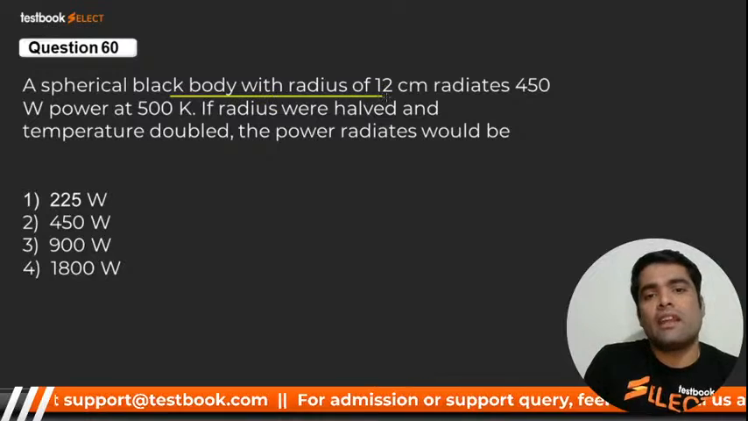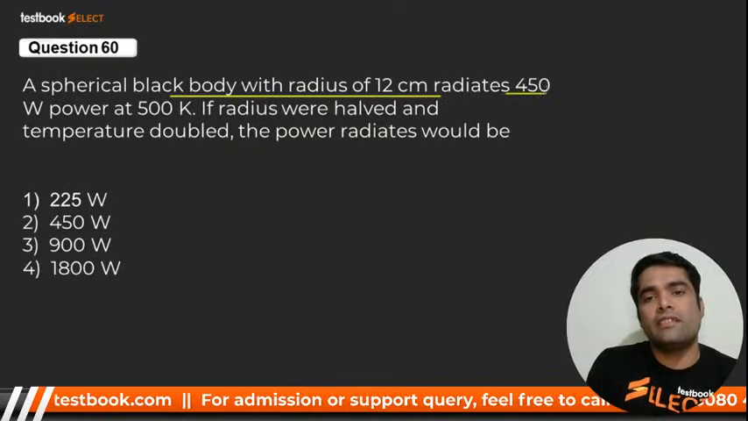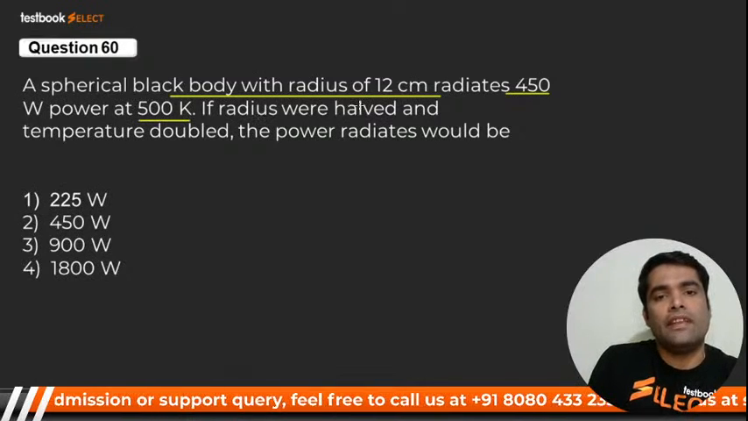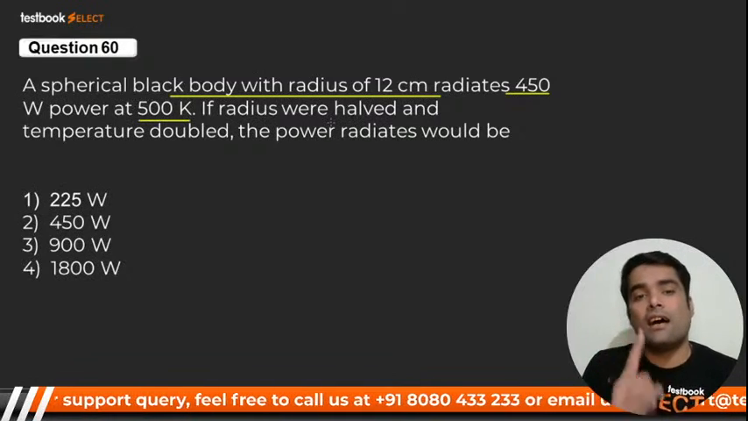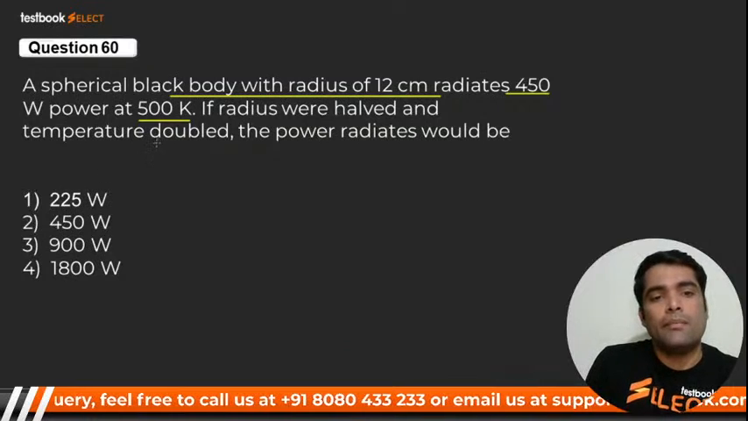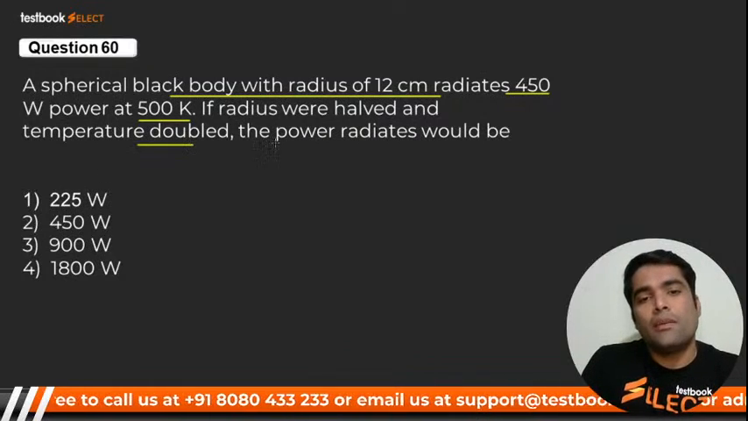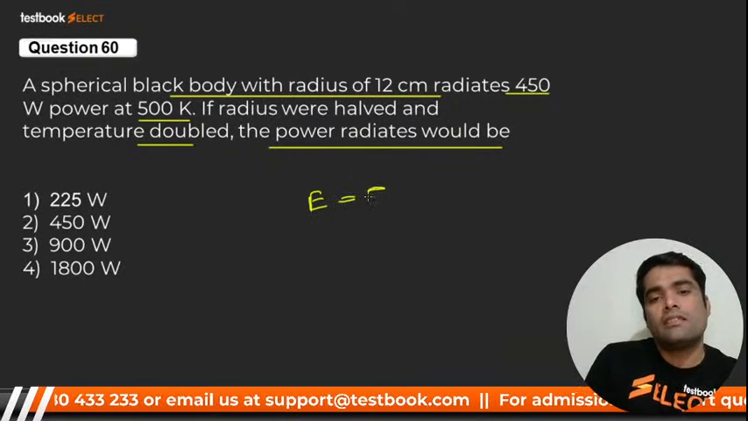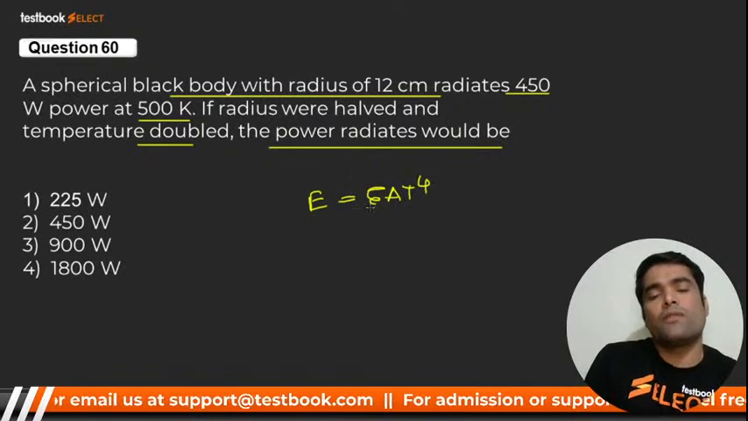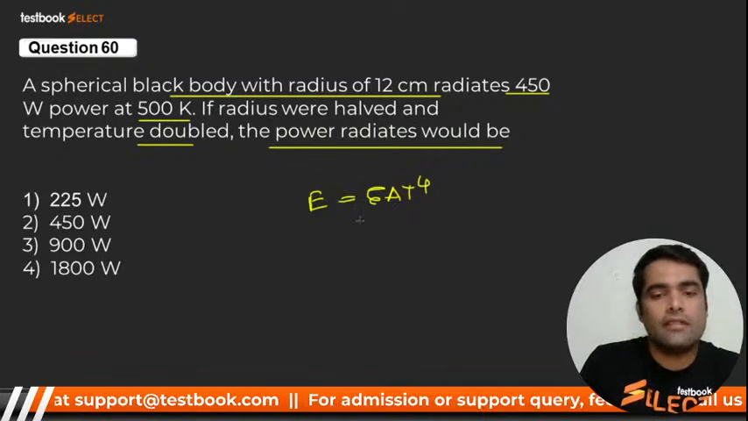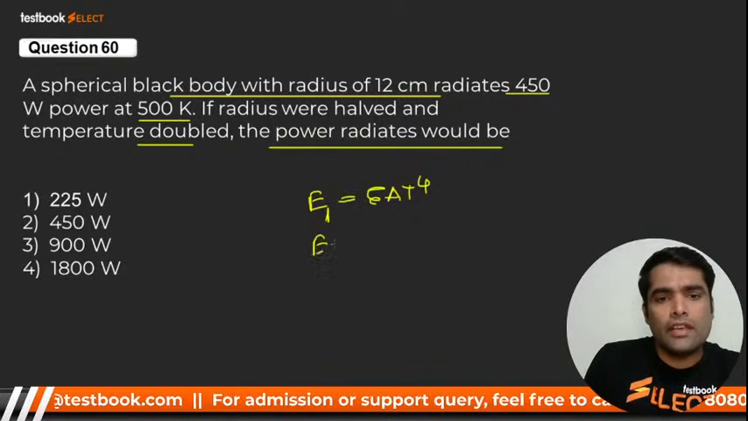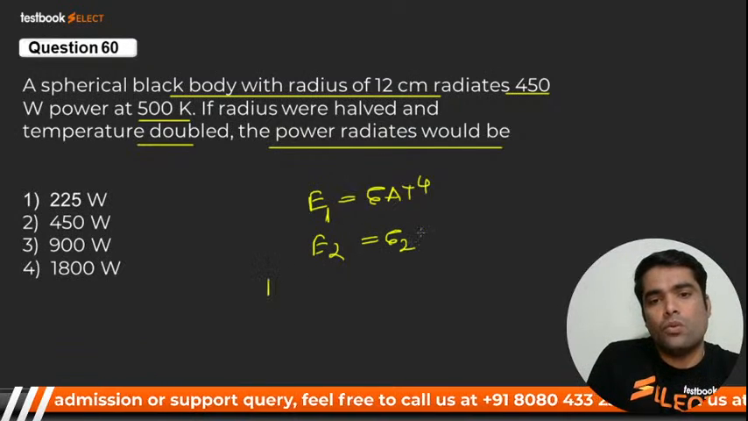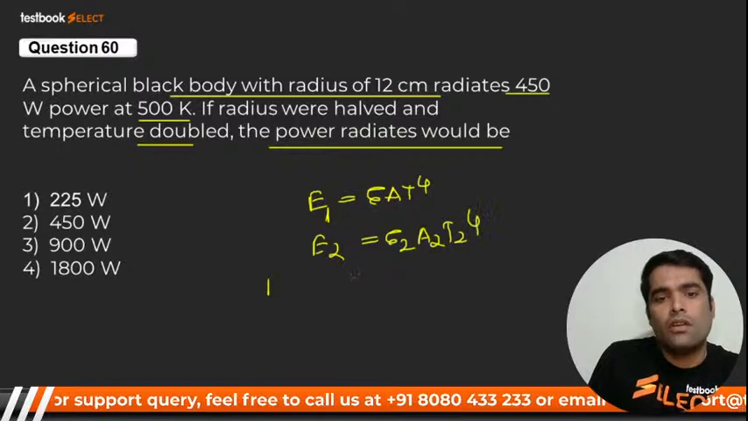Spherical black body with a radius of 12 centimeter radiates this much amount of power at 500 Kelvin. If radius were half, मतलब आधा, temperature double, मतलब दुगना, the power radiated would be, my dear, you should know. क्या होता है बच्चा? Sigma A T raised to power 4, Stefan-Boltzmann constant, right? ये E1 हो गया, ये E2 हो गया. हमसे क्या पूछ रहा है? तो E2 क्या हो जाएगा बच्चा? सिग्मा A2 T2 to the power 4, राइट?